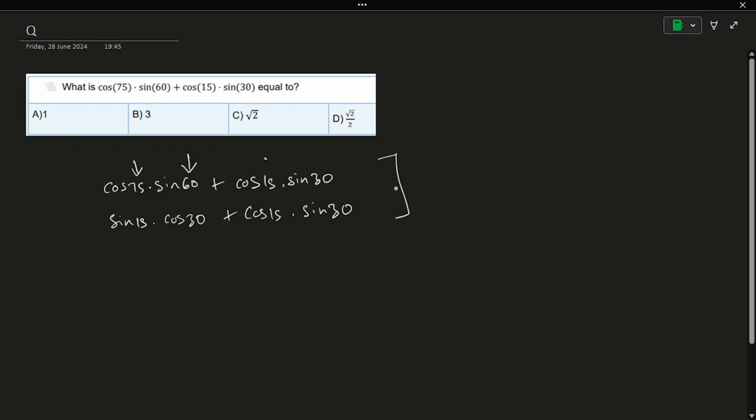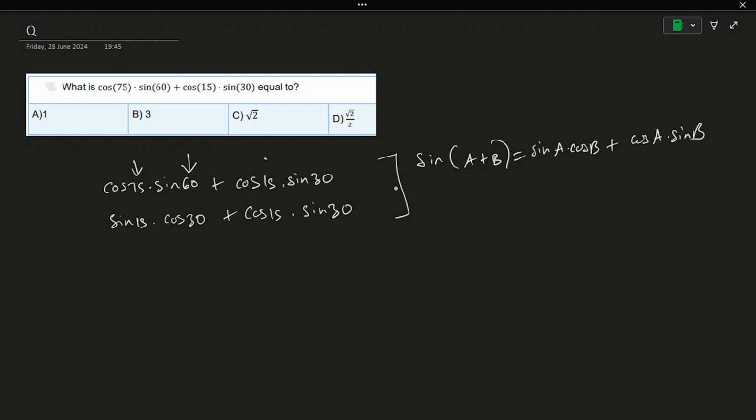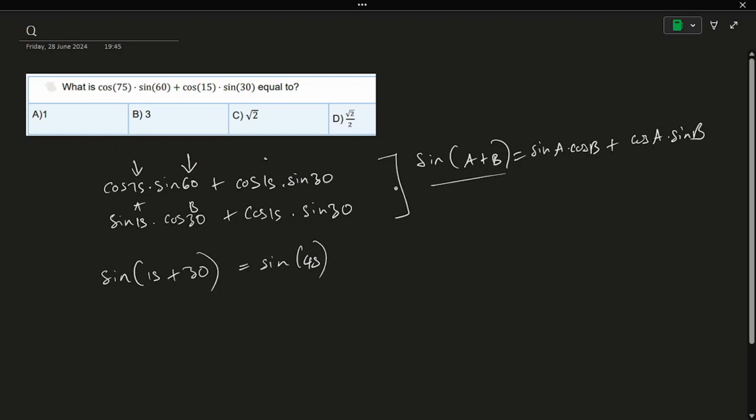If you remember the sine compound identity, it says sine A plus B is the same as sine A cos B plus cos A sine B, like that. So in other words, we can use this identity to solve this question. So 15 will be our A and 30 will be our B. So we're going to have sine 15 plus 30, which is the same as sine 45 degrees.